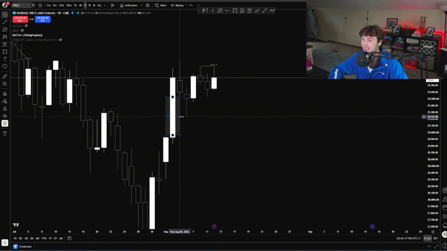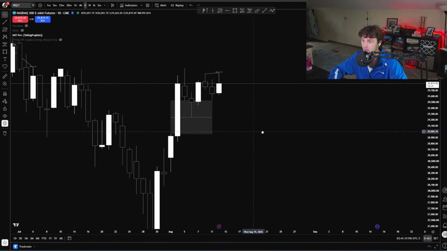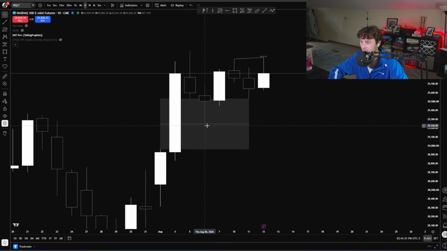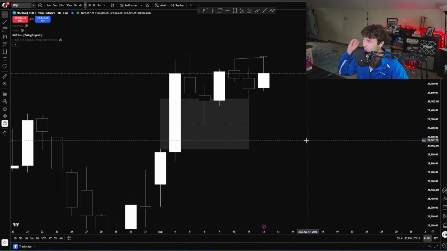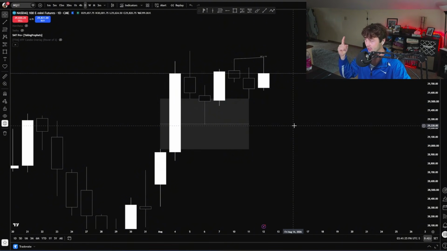So again, just like with rejection blocks, the most sensitive point of a fair value gap is going to be the CE, the midpoint. And you can see that exactly play out in this very recent day on price action. On August 6th, today is August 12th, we came down and tapped the CE of this daily fair value gap and respected it absolutely perfectly. So that's not a gap fill, but it's partially a gap fill. So you just need to understand that's part of it, right? The CE is very important.